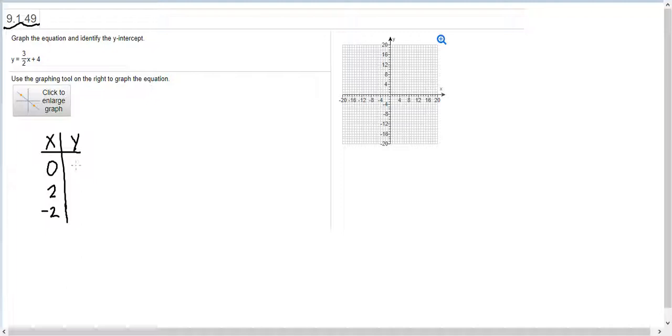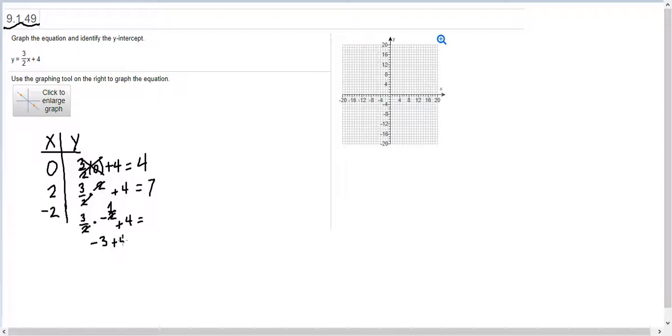If x is 0, then y has to be 3 halves times 0 plus 4, and that's just 4. Now we put in 2, we get 3 halves times 2 plus 4. With 3 halves times 2, the 2's cancel, and we have 3 plus 4 is 7. And then we put in negative 2, we get 3 halves times negative 2. The 2's cancel, and we get negative 3 plus 4, and that's equal to 1.